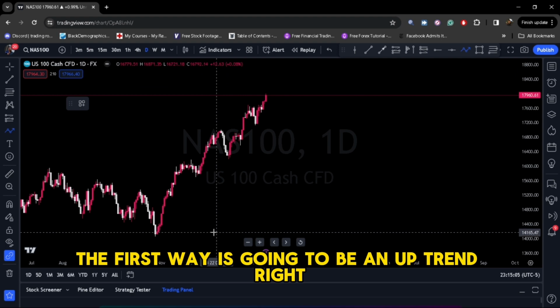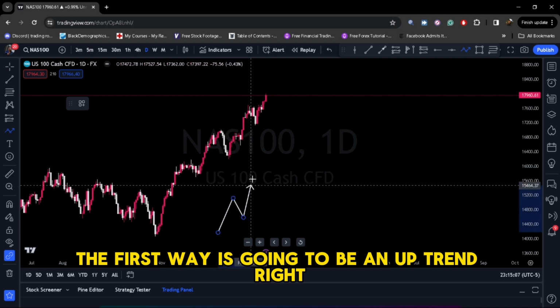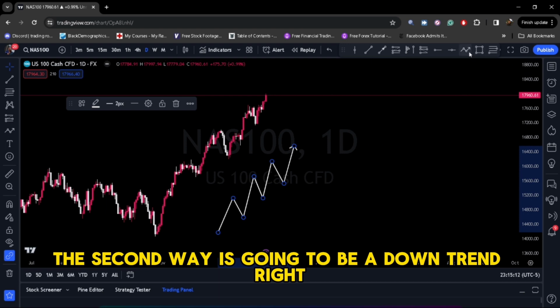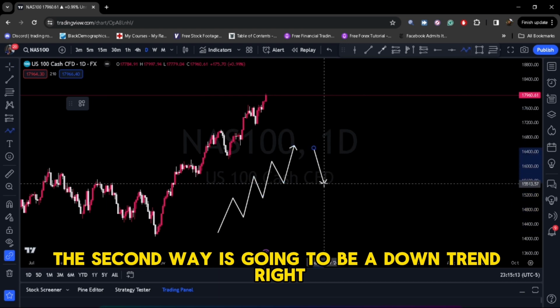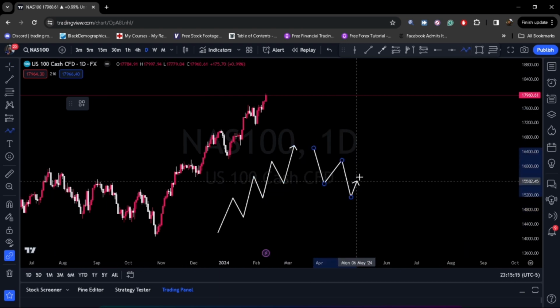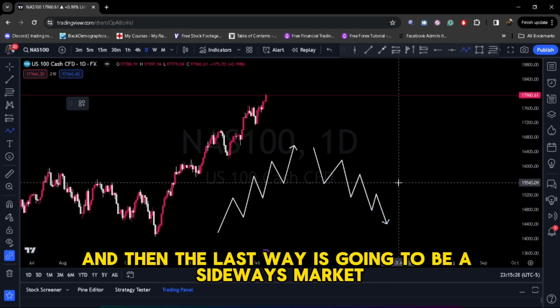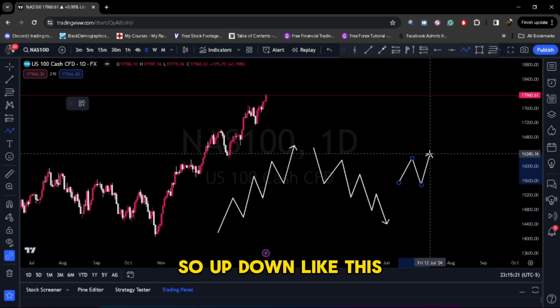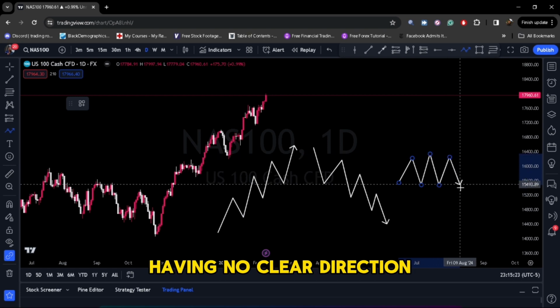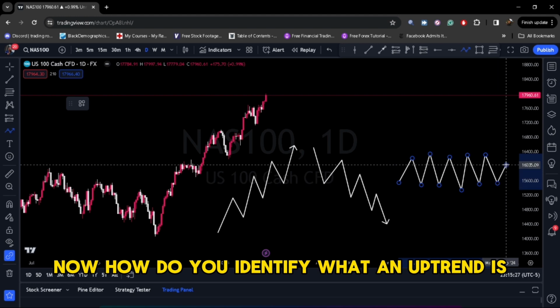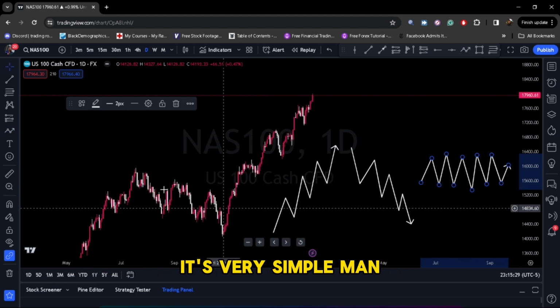So guys, when it comes to market structure, you have to understand that the market moves in three ways. The first way is going to be an uptrend, right? Very simple. The second way is going to be a downtrend, right? And then the last way is going to be a sideways market, so up, down, like this, having no clear direction. Now, how do you identify what an uptrend is? It's very simple.